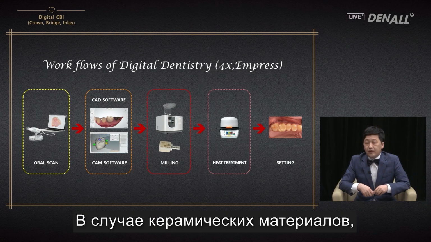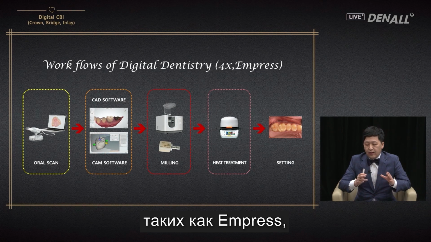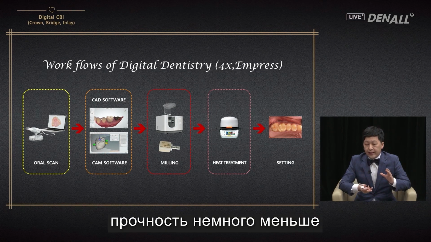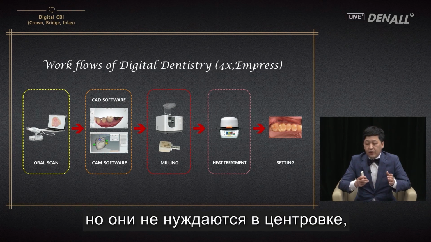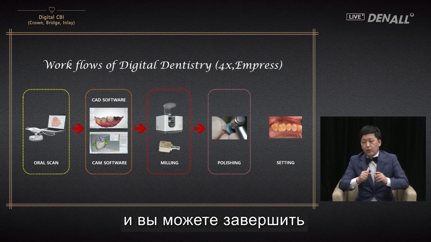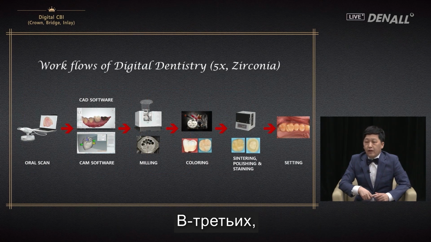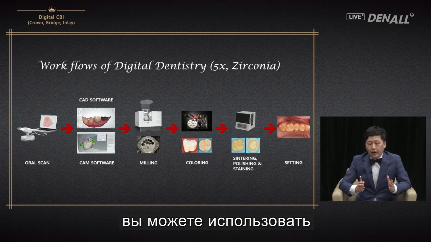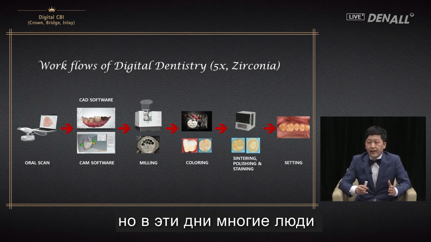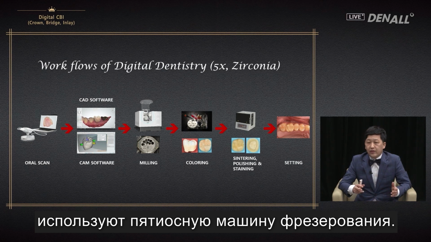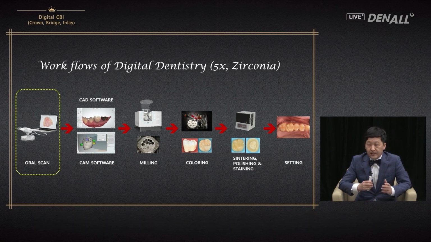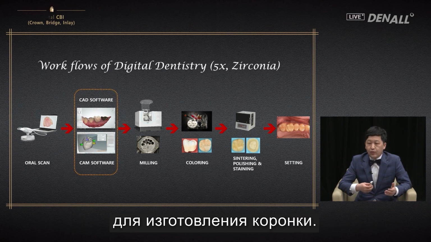In the case of ceramic materials like Empress, strength is slightly lower compared to Emax, but it does not require sintering, and you can finish off just with polishing. That's a plus. And third, you can use 4-axis milling machine, but these days a lot of people use 5-axis milling machine. You use zirconia to fabricate crown.